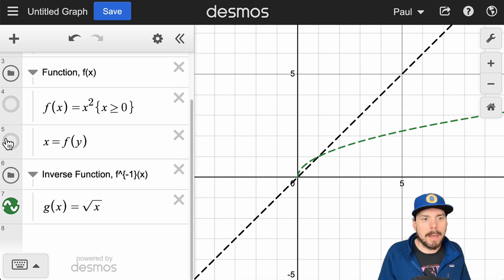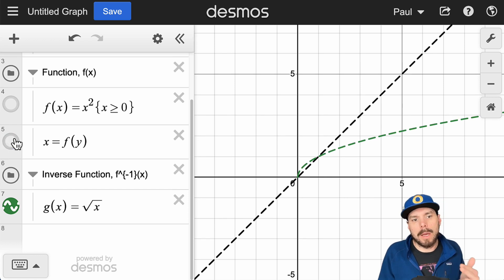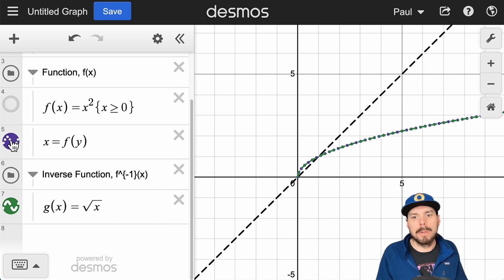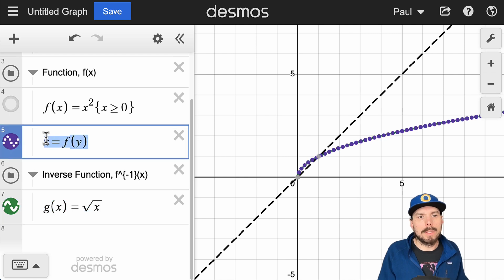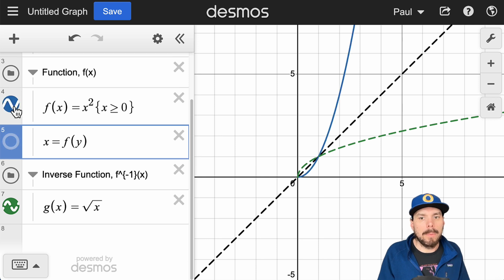I can see that that green dashed line aligns with the x equals f of y input that I used earlier. And that just shows me that I did find the correct inverse function. It aligns with this reflection of the function across y equals x. So now I can turn that one back off. I'll go back to the original function and its inverse, which we see we have different line styles for there.